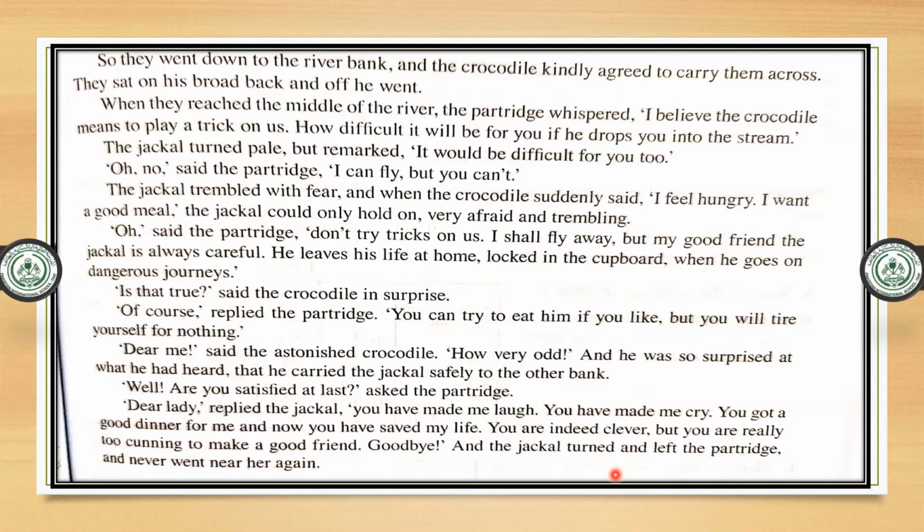So, dear students, this was the story about the jackal and the partridge, how they had a friendship, and how the partridge saved the life of both. So, this is page number 105, and this was all about the lesson. Let's start the comprehension and vocabulary on page number 105.